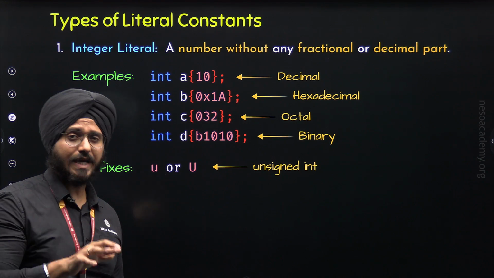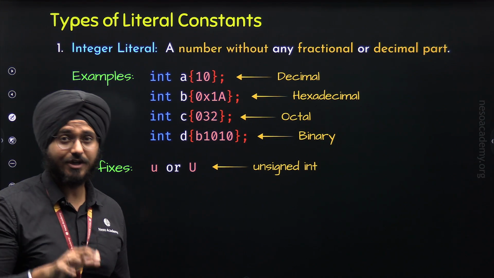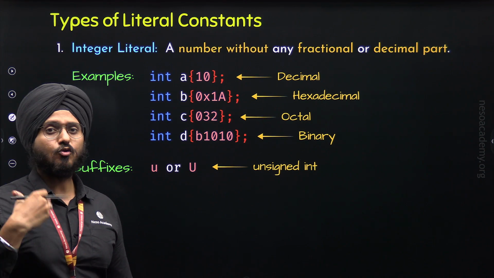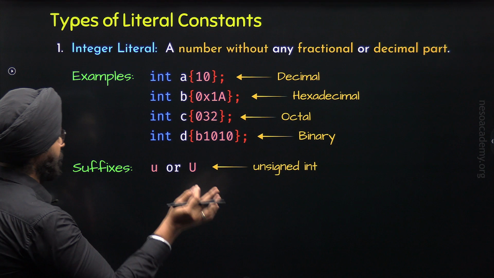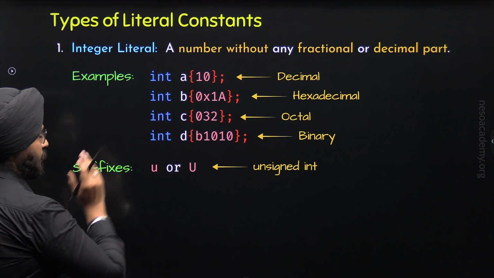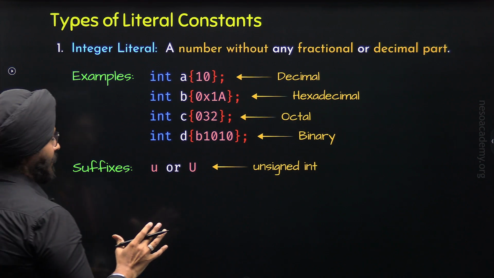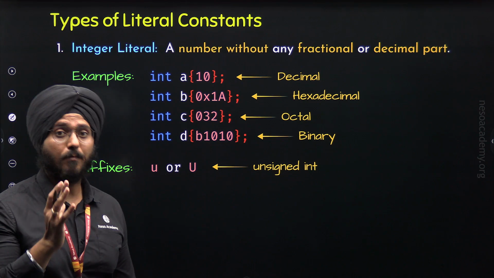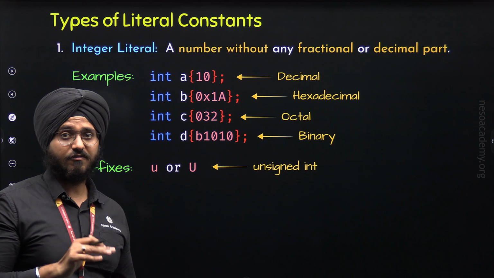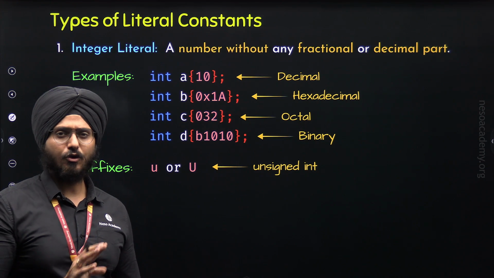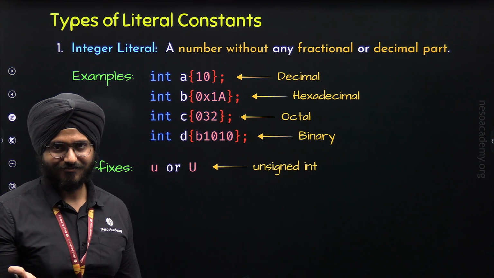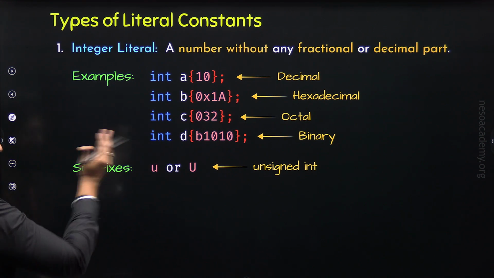By default, all integer literals are signed integer literals. They are not unsigned. If we want them to be unsigned, then we need to specify any of these two suffixes, either small u or capital U. I hope this is clear to you. An unsigned integer is a positive integer. Signed integer represents both positive and negative integers. If we only want to represent positive integers, now we know what we need to do. We need to add any of these two suffixes.